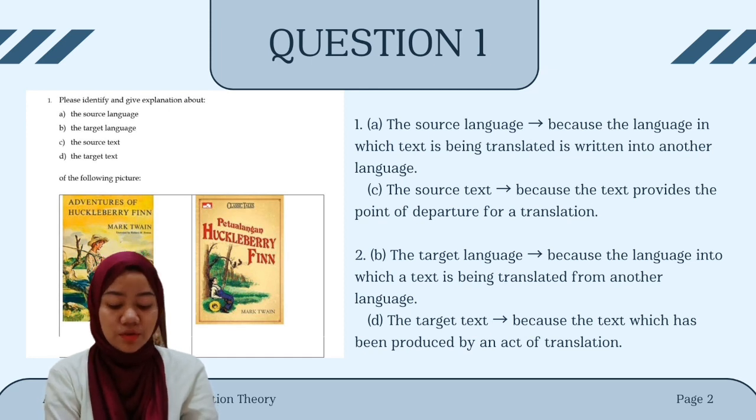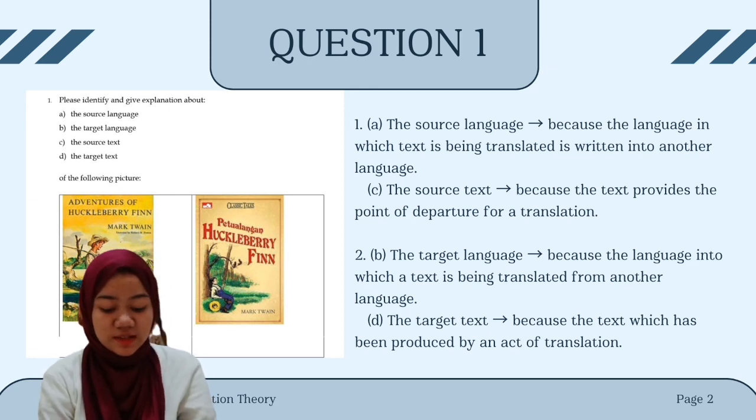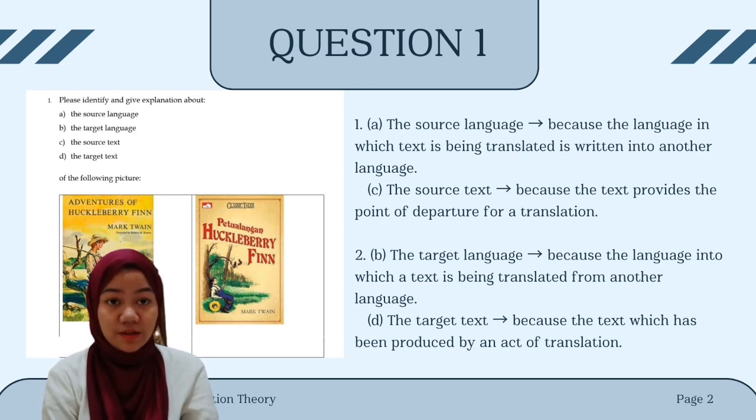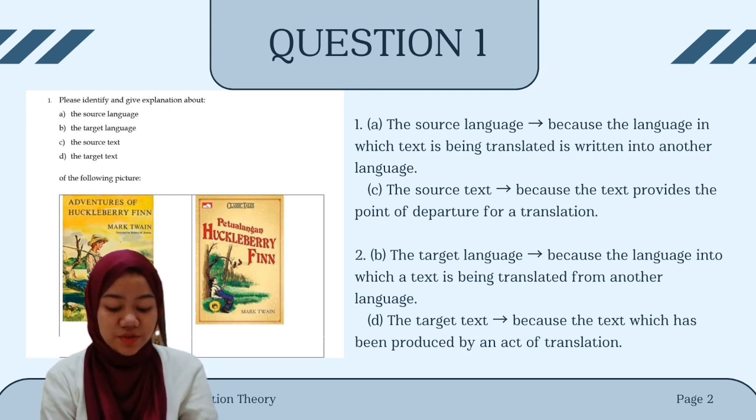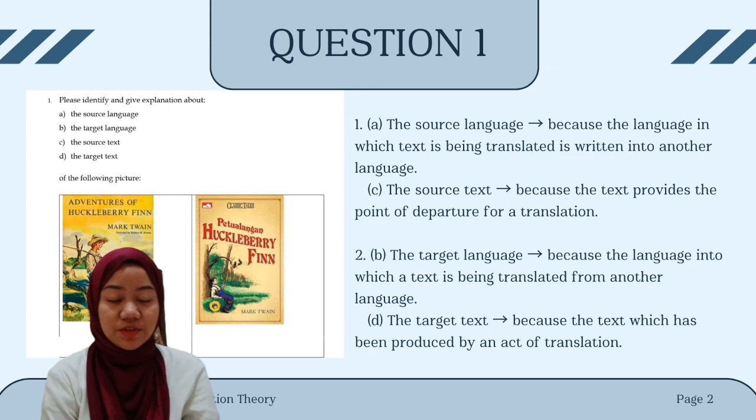And for book 2 is B, the target language. It's the language into which a text is being translated from another language. And the second one is D, the target text. It is because the text which has been produced by an act of translation.